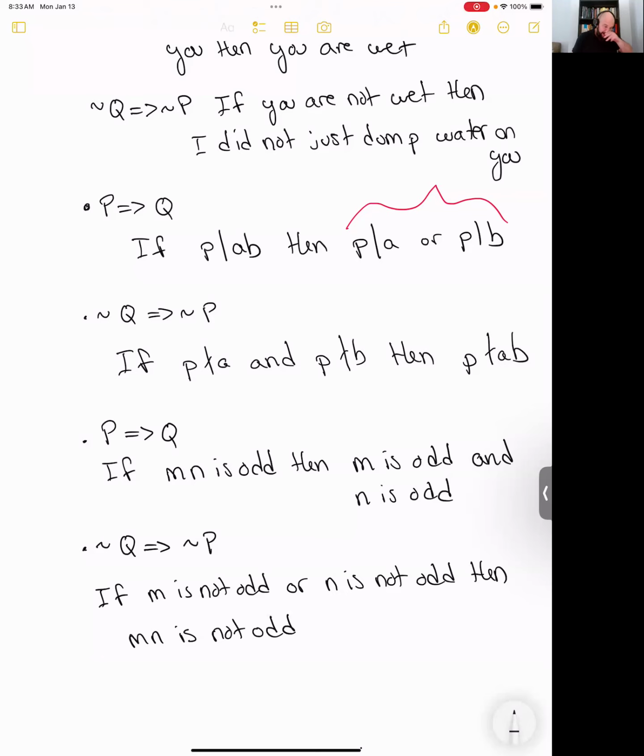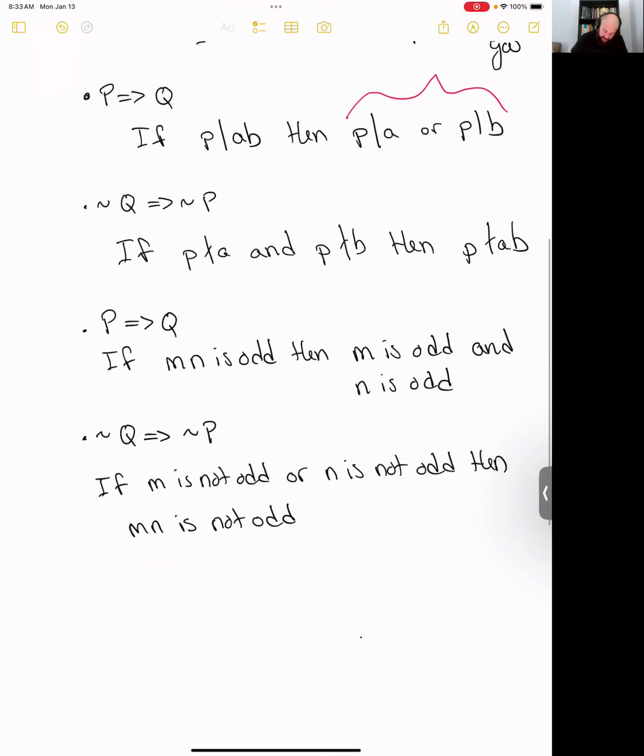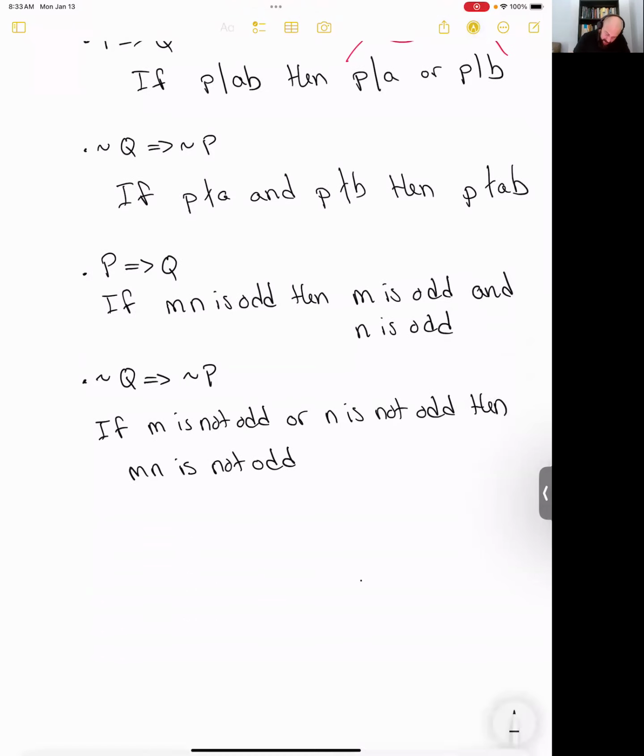Now, notice that not odd is the same thing as even. So I could also choose to write this in a way that perhaps sounds a little bit better. If m is even or n is even, then m times n is even. So all these things are logically equivalent, right? I'm just using the fact that not odd is the same thing as even here. And so we get something equivalent.